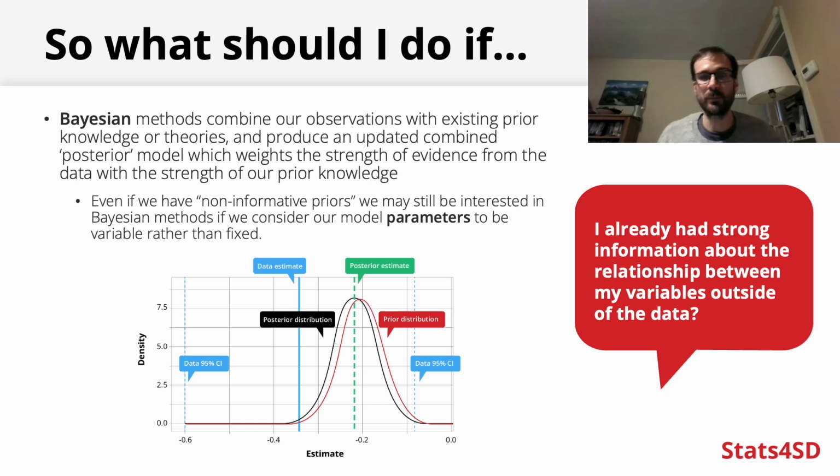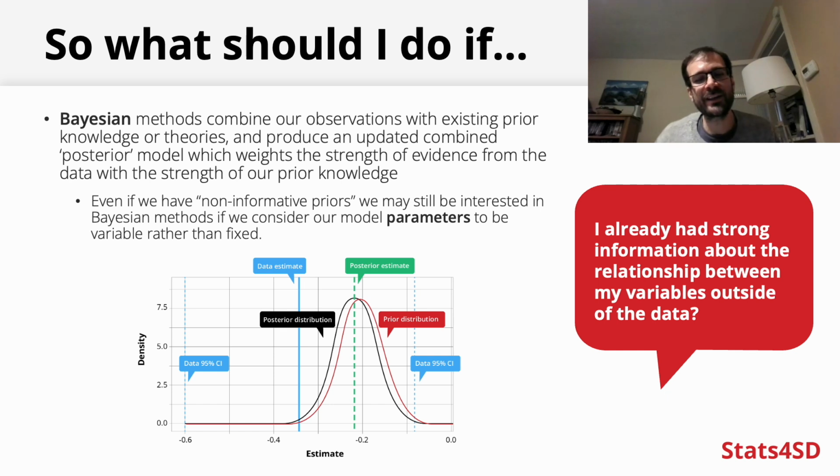And this is where we combine our data and our prior distributions around each of the parameters, with different weights depending on the strength of evidence from each of those two sources, to give us what we call a posterior distribution and a posterior model. And even if we have non-informative priors, we'll end up with a model through the Bayesian framework which is more or less functionally identical to the frequentist framework, which is how we refer to classic statistical methods.